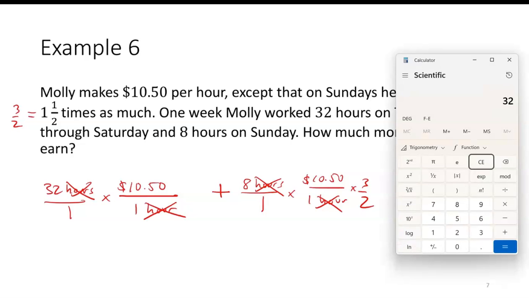So on the one hand, we have 32 times 10.5. So that's $336 for Tuesday through Saturday. Sunday is 8 times 10.5 times 3 over 2. She made $126 on Sunday. And if I add those together, 336 plus 126, altogether she made $462.